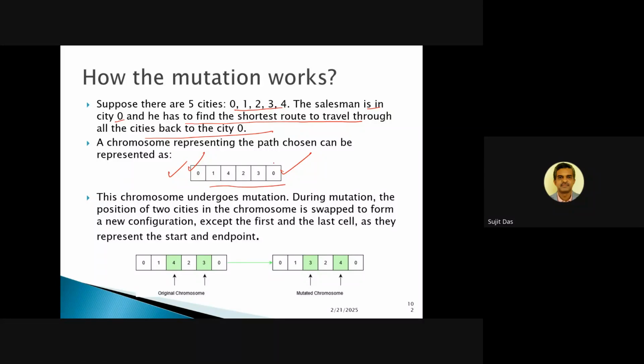So if I say another chromosome, it might be like that: 0, maybe 4, maybe 1, maybe 2, maybe 3, maybe 0. Okay, this is another chromosome. So as I was mentioning, chromosome means what? Starting and closing are the same, and all other cities would be there in the sequence. In this manner, you can generate multiple chromosomes.